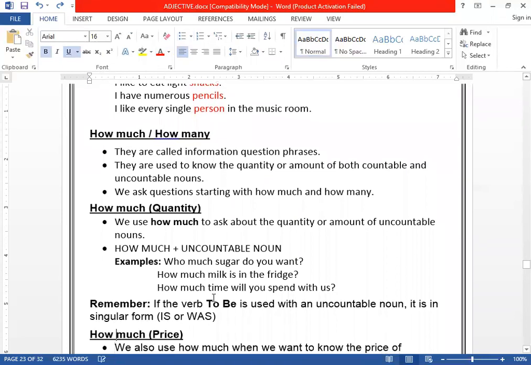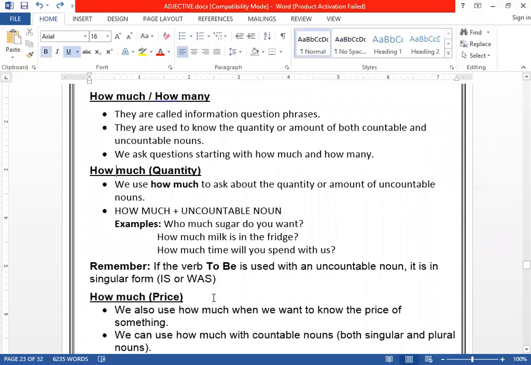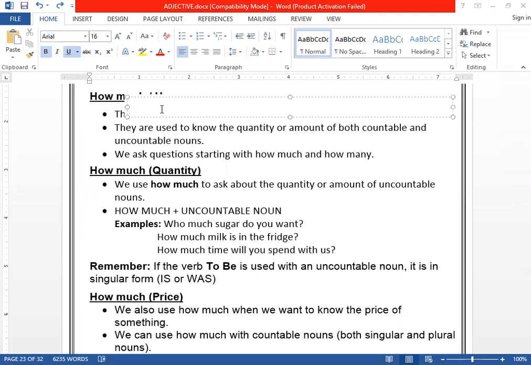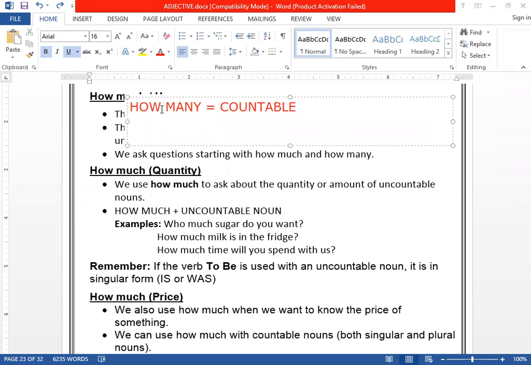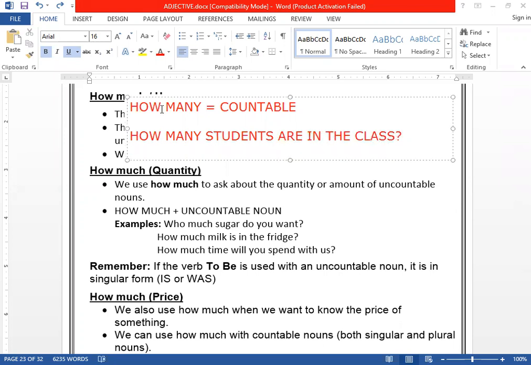When you want to ask a question from someone, clear? We can use how many and how much. If a noun is countable, how many is used. To ask a question about a countable noun, we will use how many. For example, how many students are in the class, suppose. How much is used to ask a question about uncountable nouns.